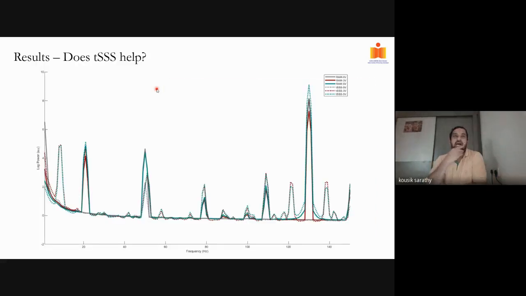So the first question we wanted to ask was, does TSSS, which is max filter, the standard routine used while looking at data like this, help? What you see here is raw data with DBS of 0 volts, 3 volts, and 5 volts, and then the same raw data that has been processed through TSSS, max filter.